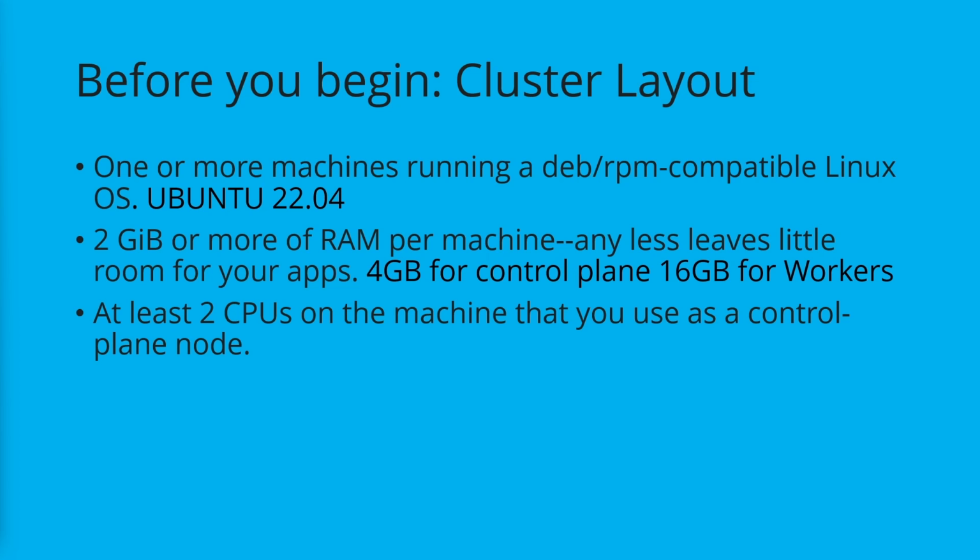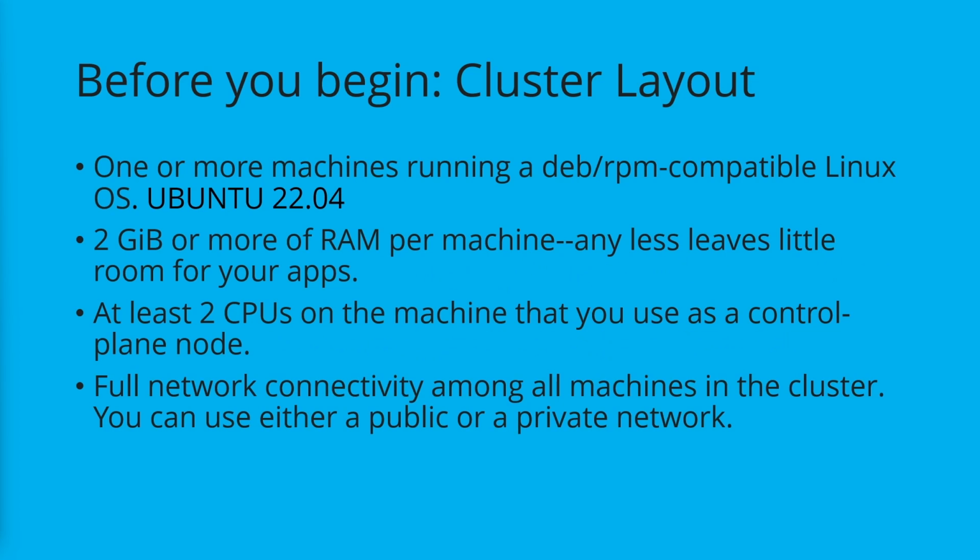Another requirement is that we have at least 2 CPUs per machine to use as your control plane node. For us, we're going to be assigning 4 cores to each machine in our cluster, and we'll address this later as needed. Additionally, we'll need to have full network connectivity amongst all our machines in the cluster. You can either use public or private, but for us, we're going to be using a private network.